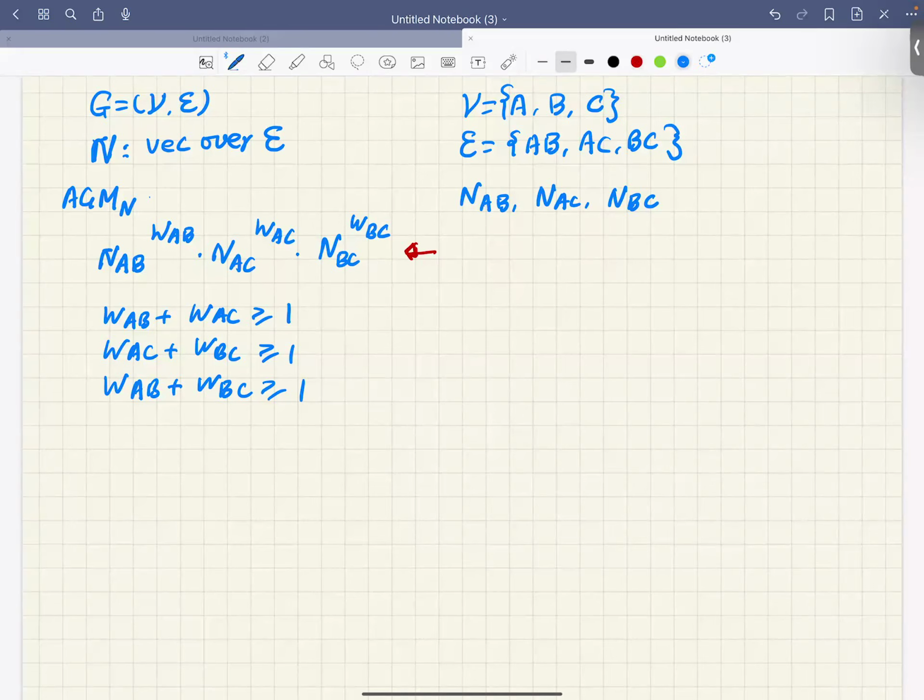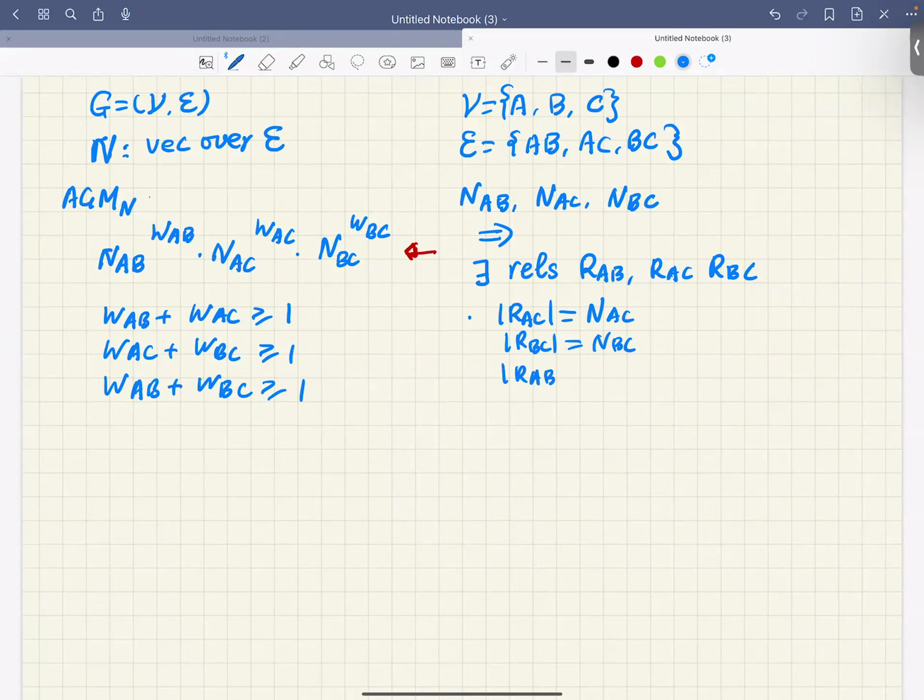Now, the claim is that I can always find you relations, let's call them R_AB, R_AC, and R_BC. If you give me any cardinality vector N_AB, N_AC, N_BC, as long as they are at least one, I can always find you relations satisfying the following: their cardinality is exactly as specified in your vector. R_BC is exactly N_BC, and finally R_AB is exactly N_AB.